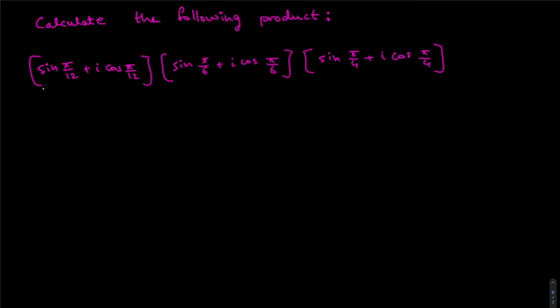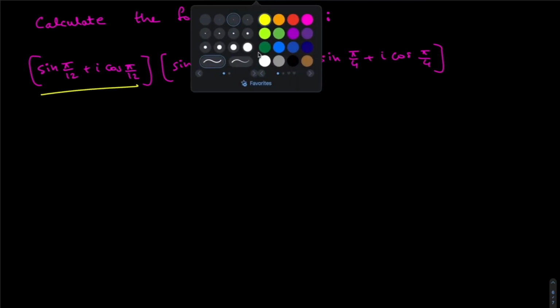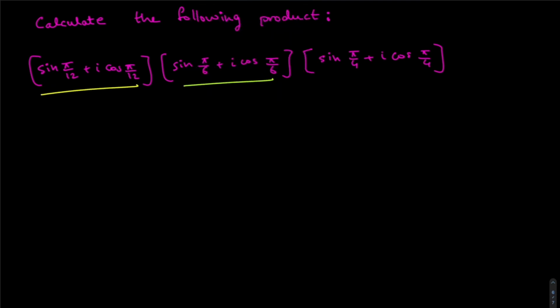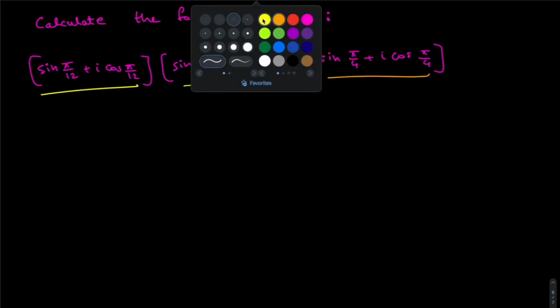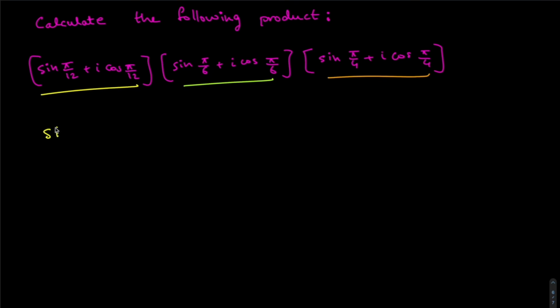So I'm going to color code them. I'm going to give this yellow, I'm going to give this lime, and I'm going to give this orange, right? I've color coded all of them. So let's start with yellow first. I have sine pi by 12 plus i cosine pi by 12.